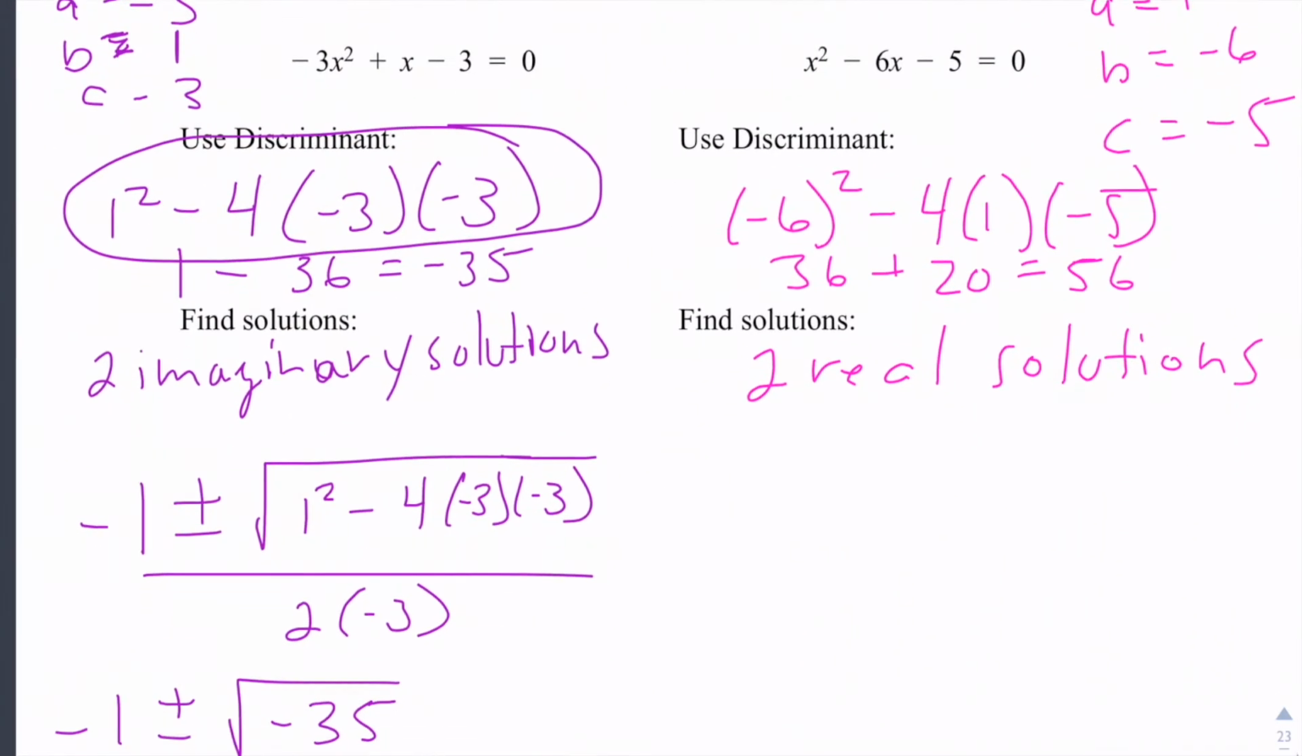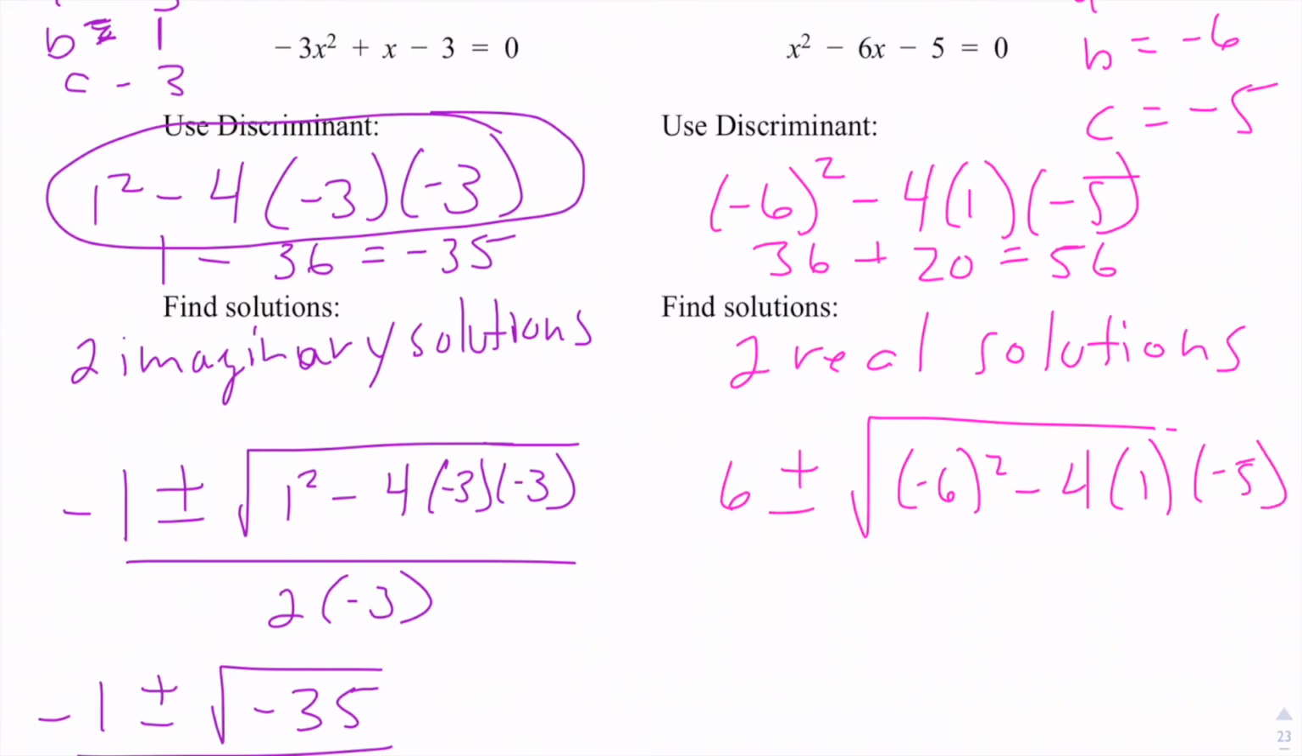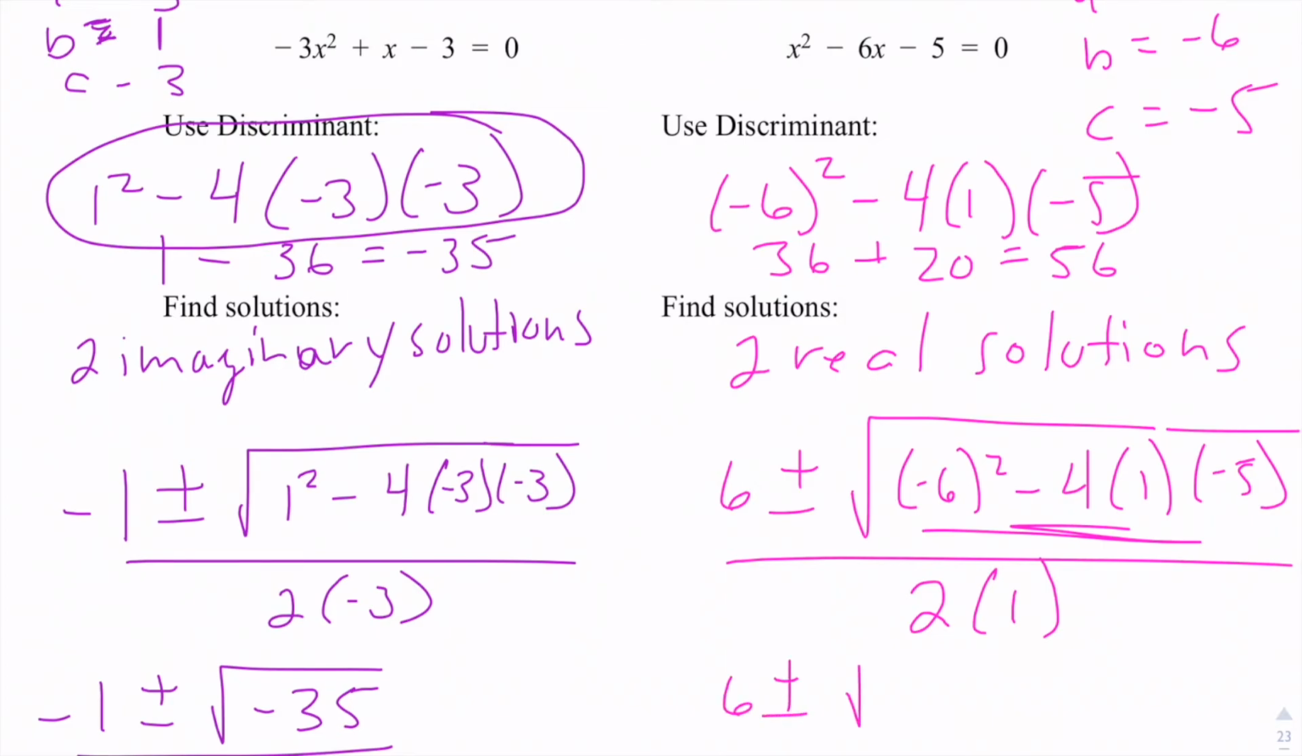And again, using the quadratic formula, we go the opposite of b, which, our b is negative 6, so we're going to go 6 plus or minus the square root of negative 6 squared minus 4 times 1 times negative 5, all over 2 times 1. And again, this is the discriminant that we already figured out, so we know that it's 6 plus or minus the square root of 56 all over 2.